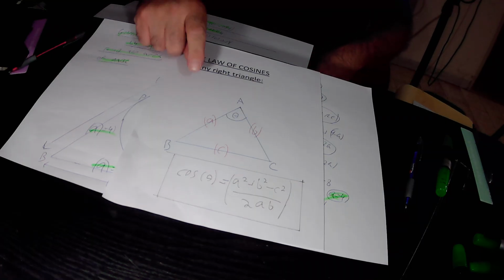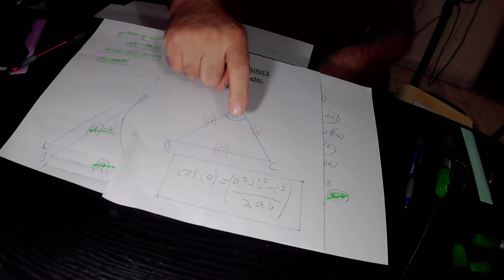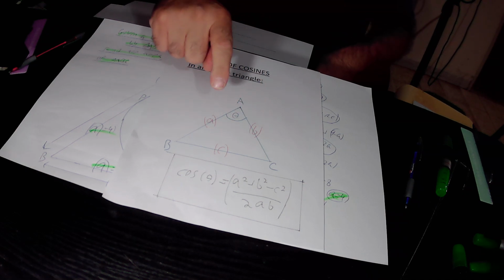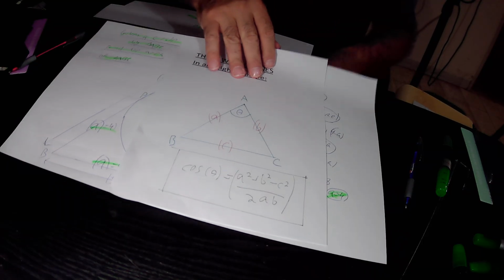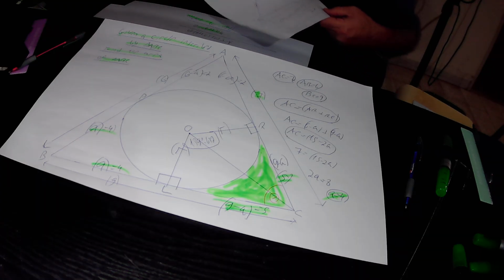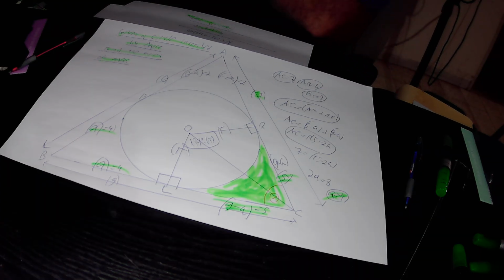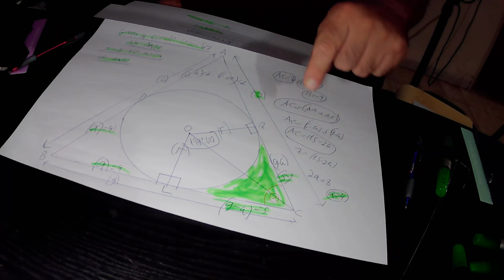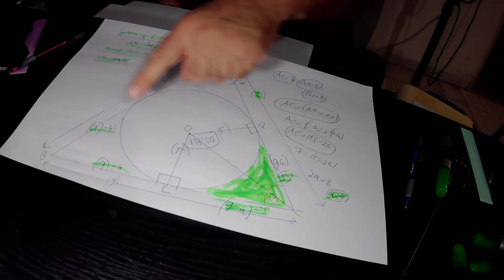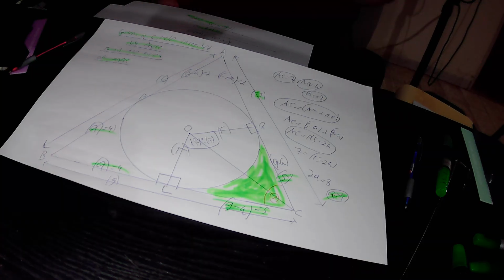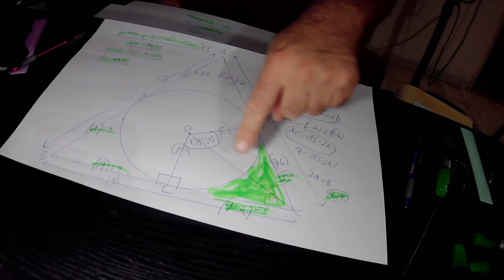According to the law of cosines, the following equation holds in triangle ABC. Cosine theta equals a squared plus b squared minus c squared over 2 times a times b. So I can actually implement the law of cosines in this triangle ABC. Cosine theta equals AC squared plus BC squared minus AB squared over 2 times AC times CB.